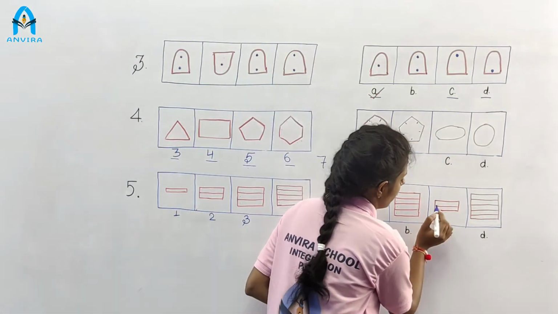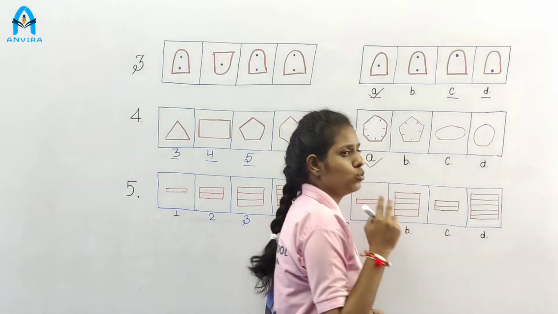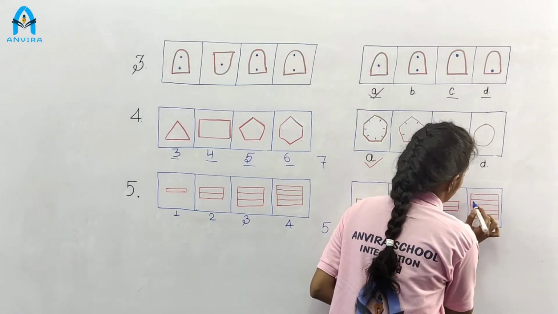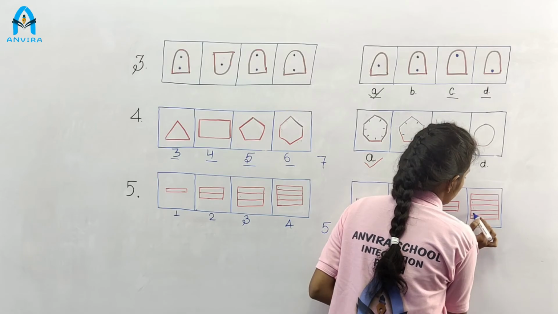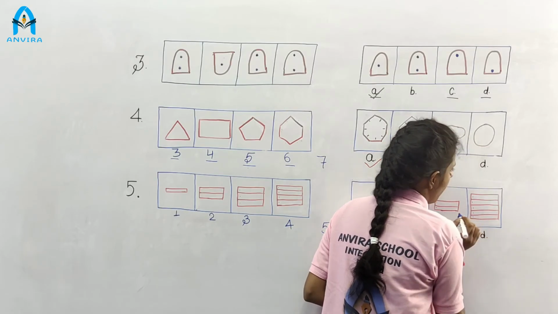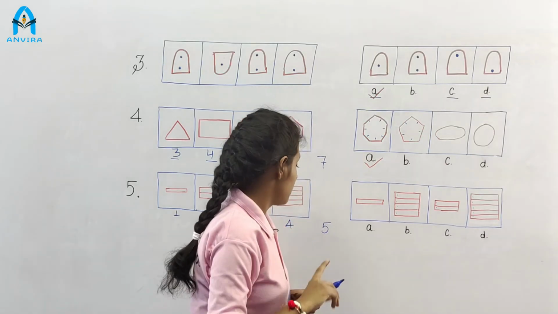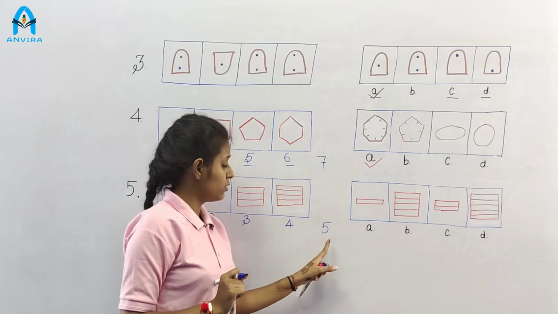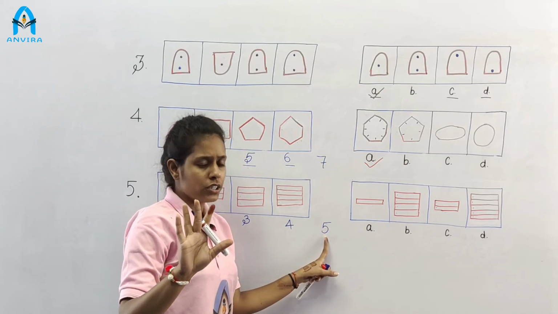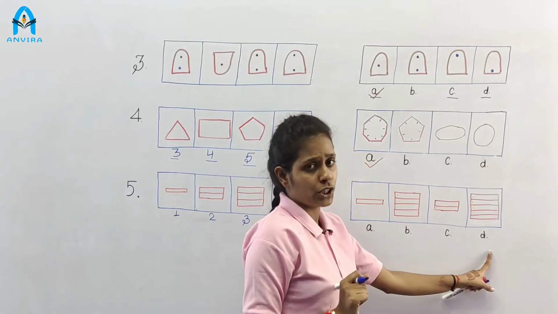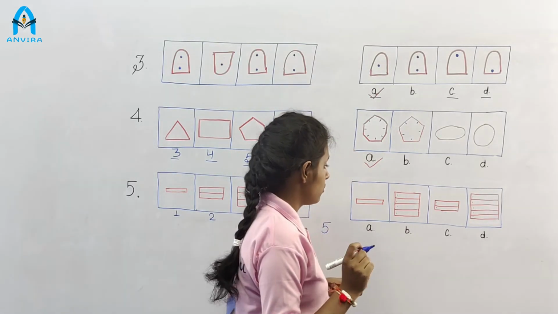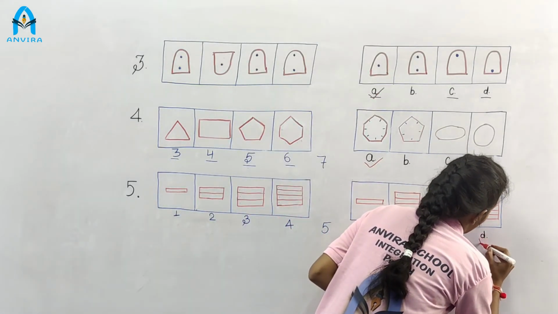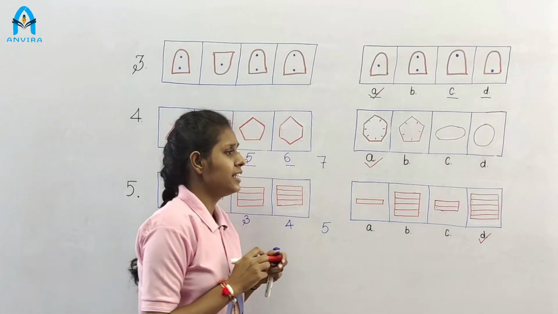Option C. 1, 2. 2 boxes. Option D. 1, 2, 3, 4, 5. 5 boxes. Now tell me, which is our correct option? What do we want? What do we find? A 5-box pattern. Now, which option has a 5-box pattern? Option D. Our correct option is option D.